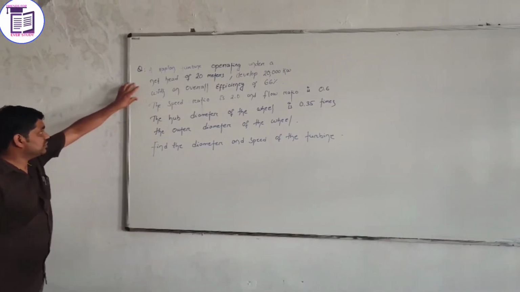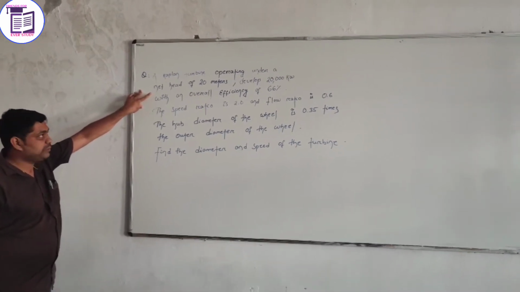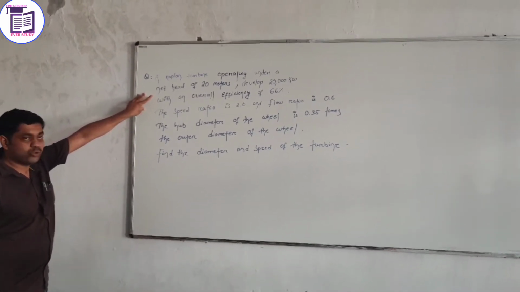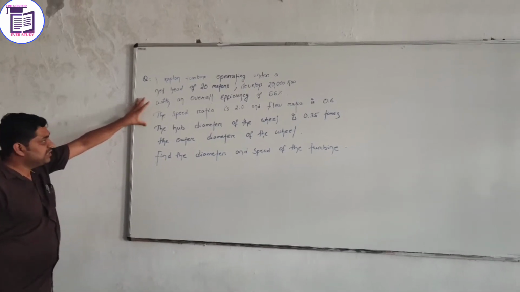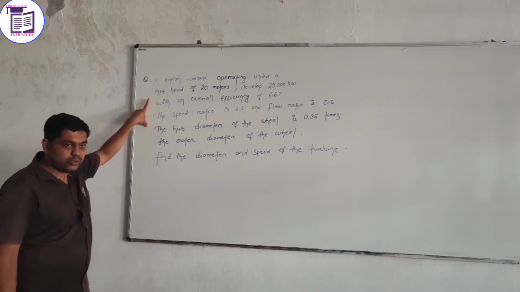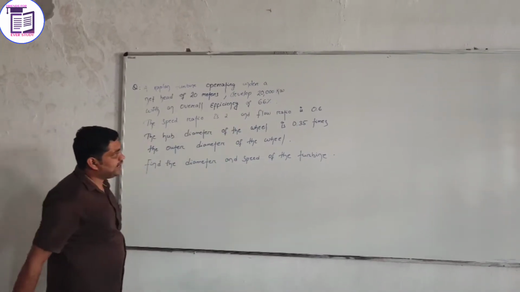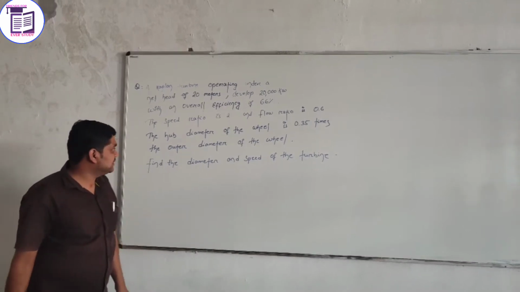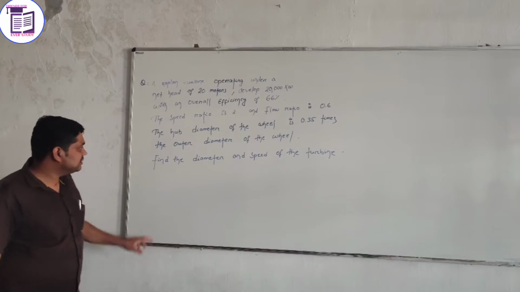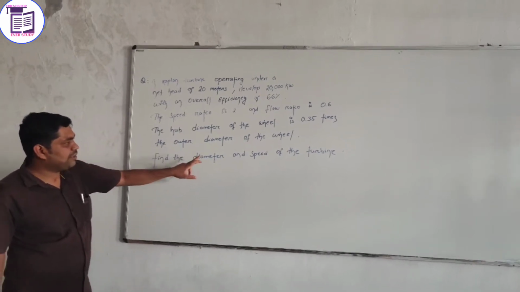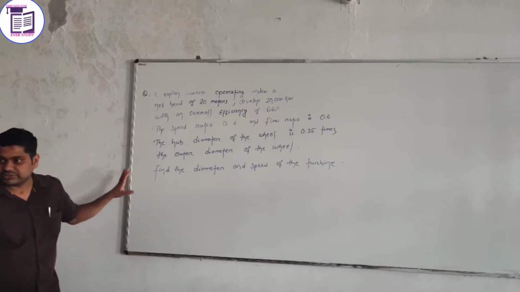First of all, your question is: given a Kaplan turbine operating under a net head of 20 meters, developing 20,000 kilowatts with an overall efficiency of 66%. The speed ratio is 2.0 and the flow ratio is 0.6. The hub diameter of the wheel is 0.35 times the outer diameter of the wheel. Find the diameter and speed of the turbine. This is the given question.